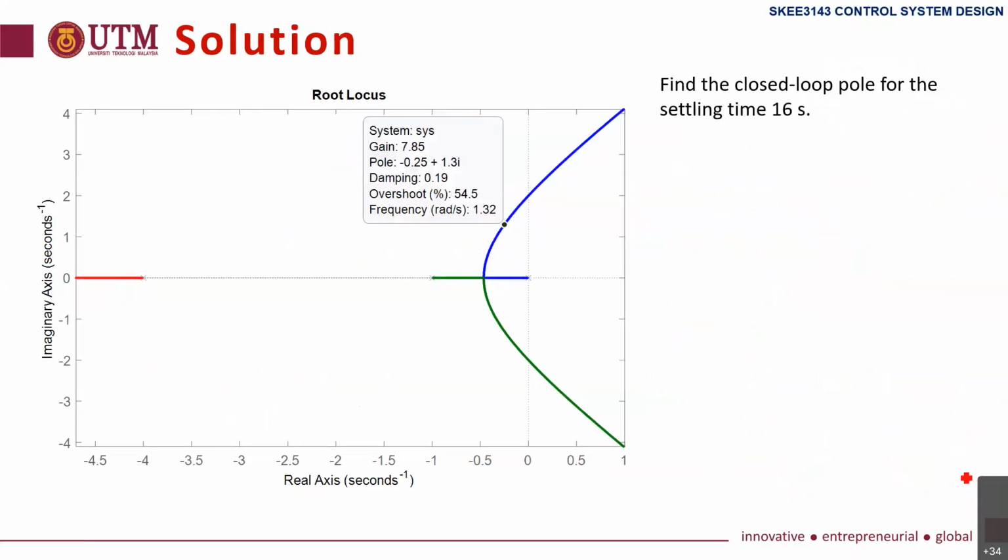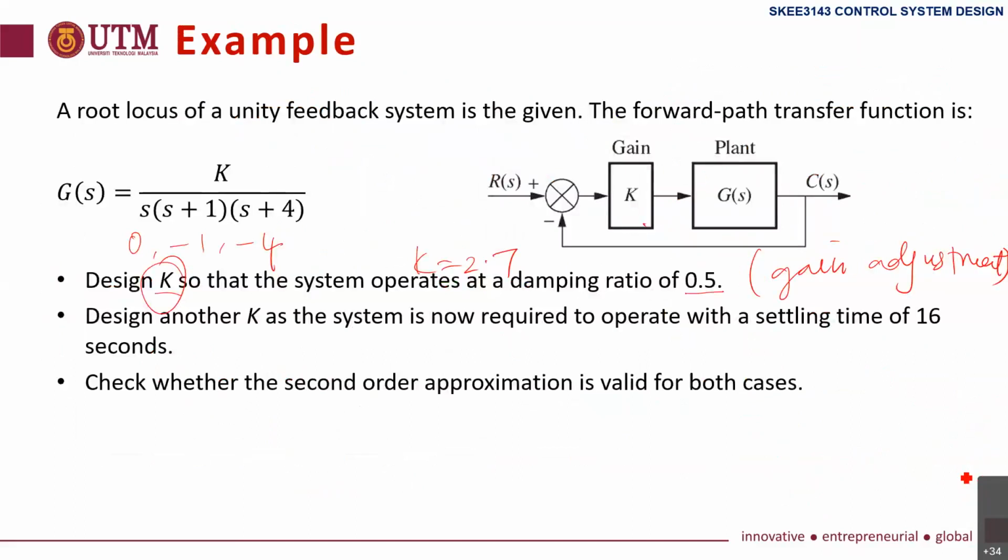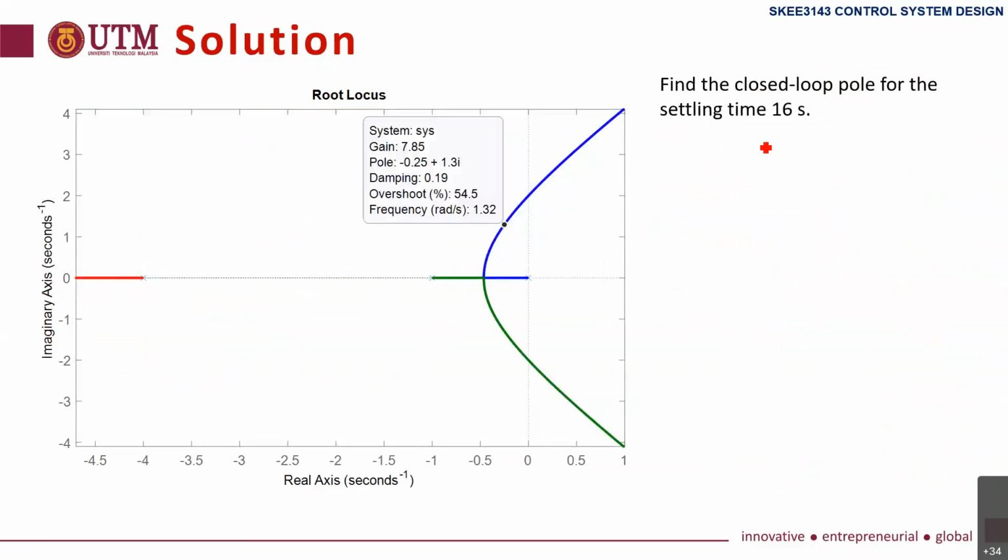Okay, next. Design K. This is another question. Question A, question B, another question. Design K, as the system is required to operate with a settling time of 16 seconds. Now, instead of damping ratio 0.5, we want a new K so that the system operates at settling time 16 seconds. We want Ts of 16 seconds.